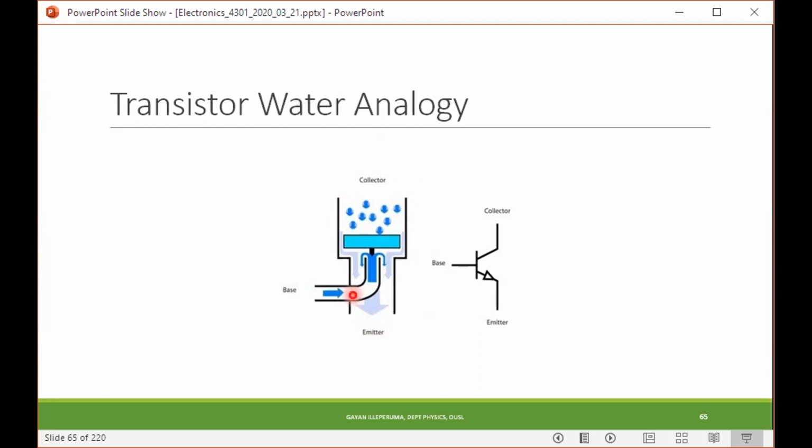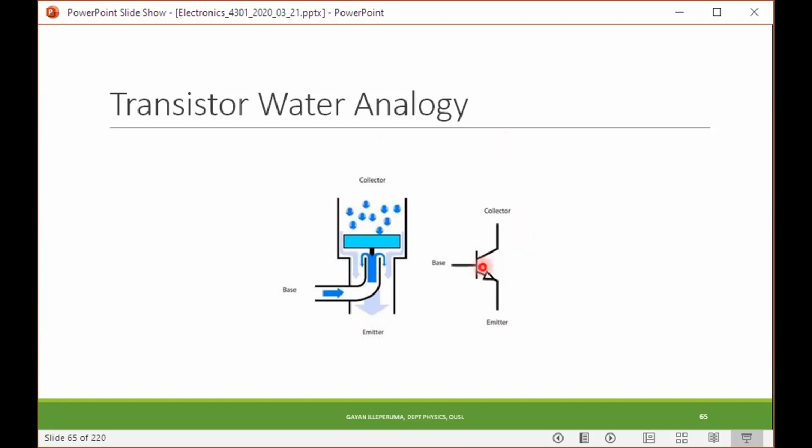But it can be controlled using this small amount of water coming to this space, right? By this small amount of water pressure, you can move this valve up and down. So that will allow flow of a large amount of water. So you can control this large volume of water using a small amount of water pressure. A similar thing is applicable for a transistor.